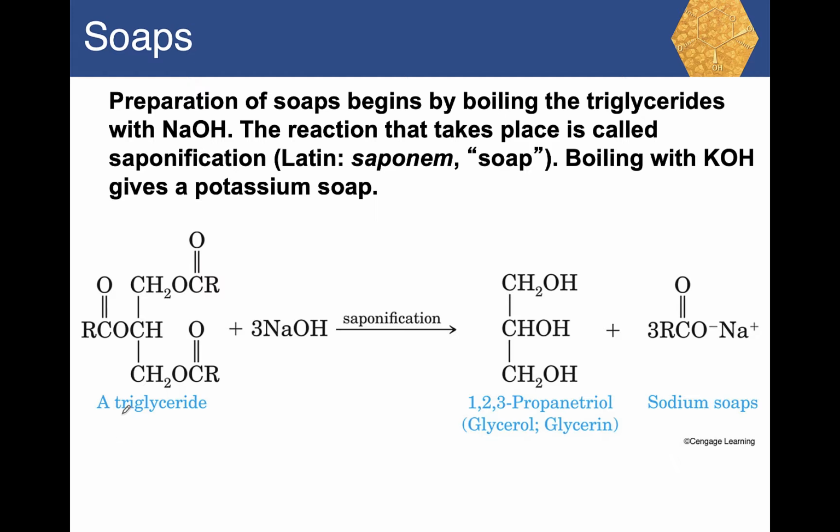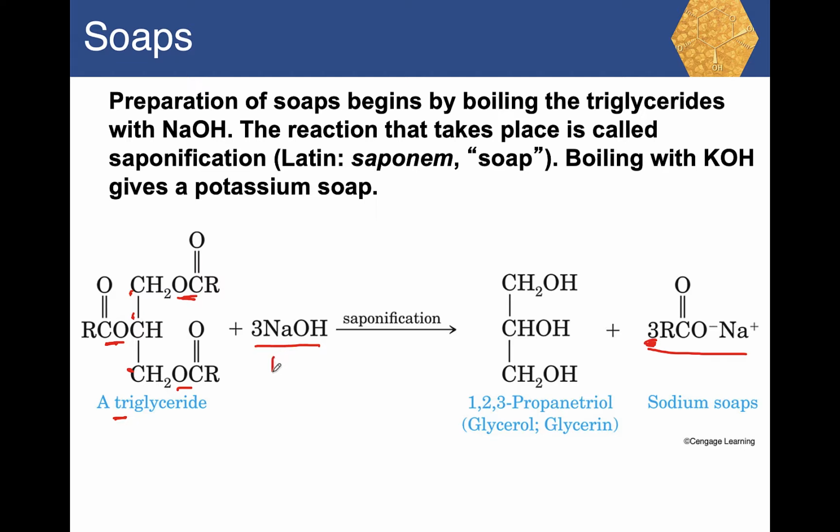So here's a triglyceride. Again, tri here means three: 1, 2, and 3. And here's the ester functionality. Here's one ester, here's another ester, and here's another ester. Remember the ester functionality that we did way back when we did functional groups in organic chemistry. The reaction with sodium hydroxide or potassium hydroxide, heated up, is called saponification. What happens here is that we liberate 3 moles of fatty acids.